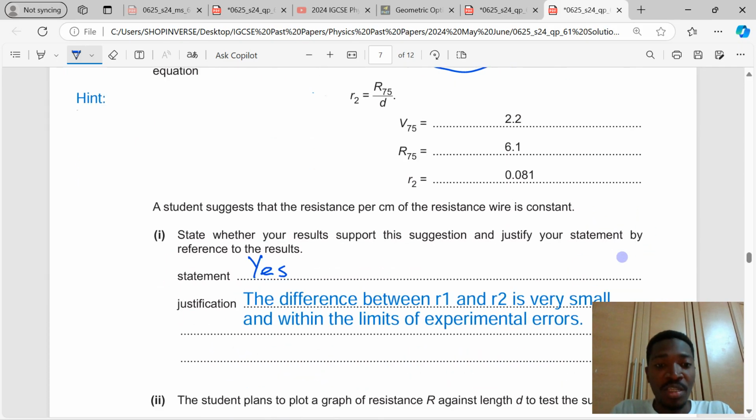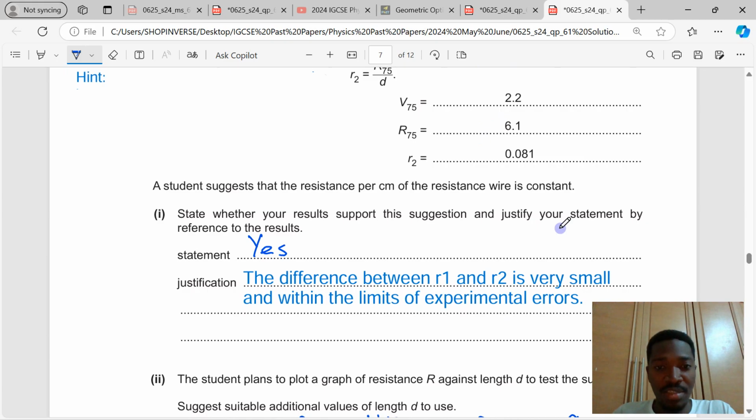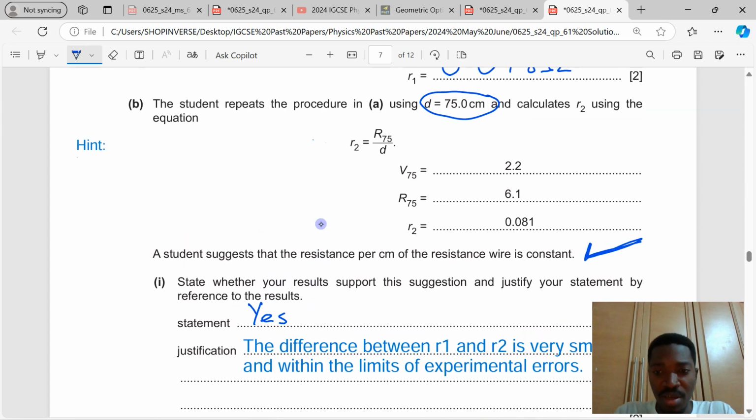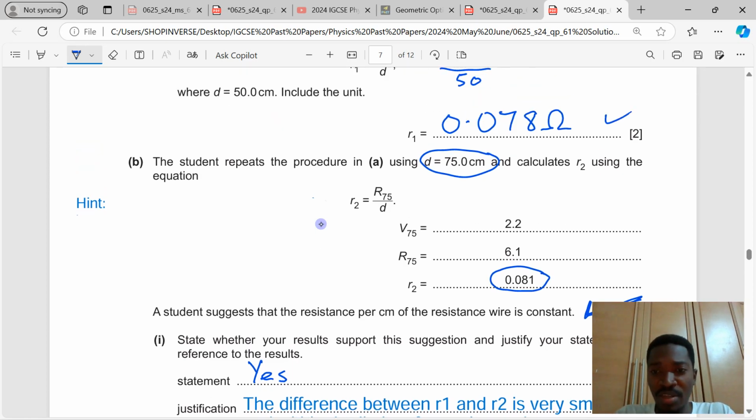Let's proceed. A student suggests that the resistance per cm of the resistance wire is constant. State whether your results support this suggestion and justify your statement by reference to the results. So, what the student says, is it correct or wrong? Now, let's compare. The value of R2 is 0.081, but our own value of R1 is 0.078. Do you consider these two values to be close to being equal within the limits of experimental error?